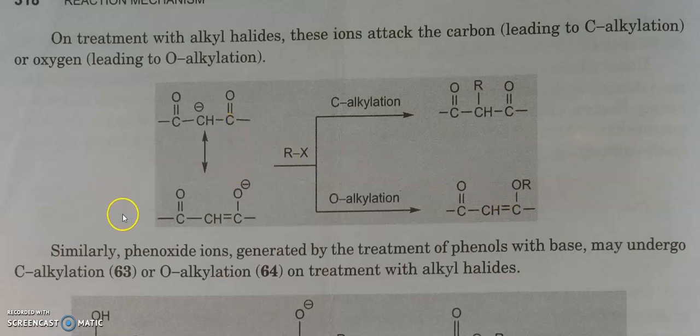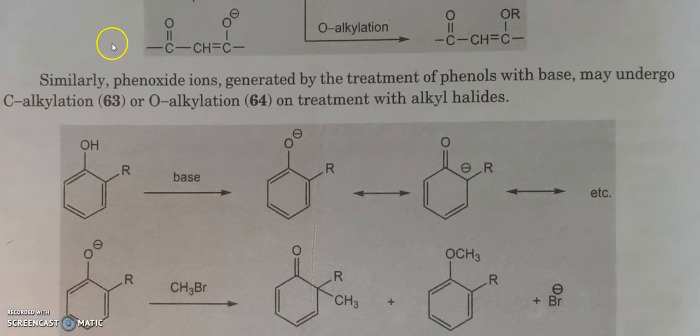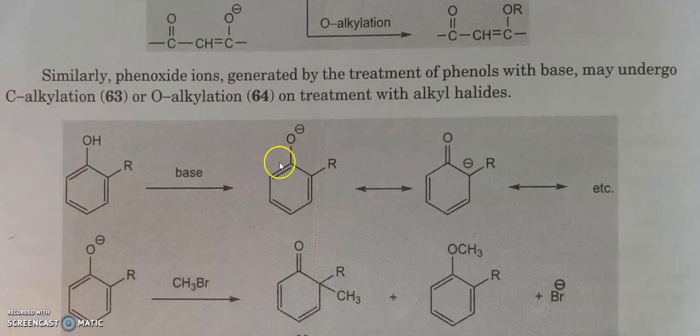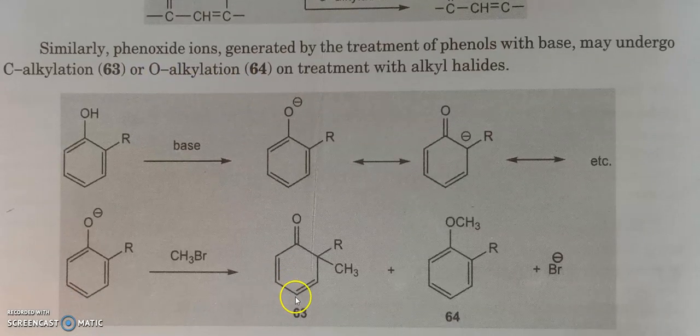Similarly, the phenoxide ion, which I am going to show you, generated by the treatment of phenols with base, may undergo C alkylation or O alkylation. This is 63, C alkylation, and 64, O alkylation, on treatment with alkyl halide.